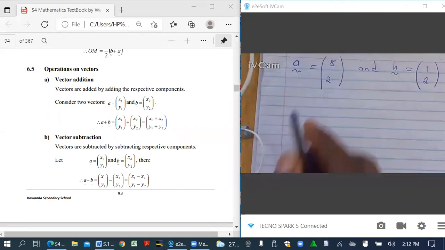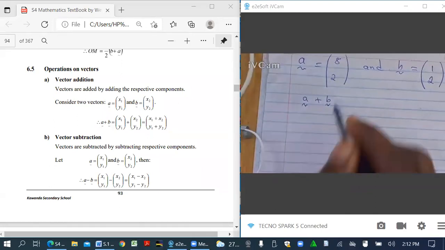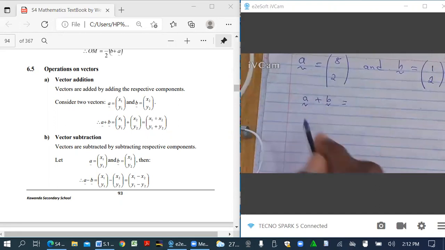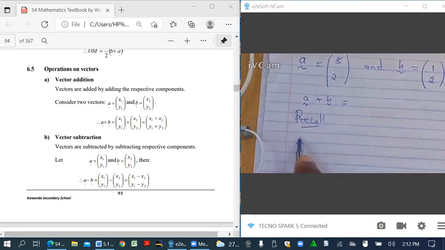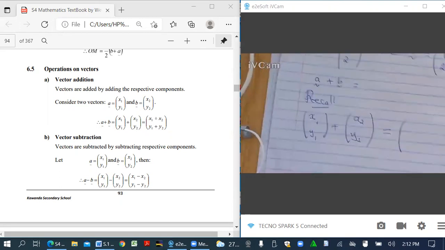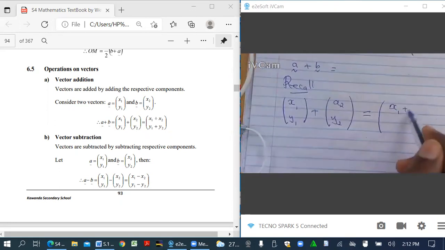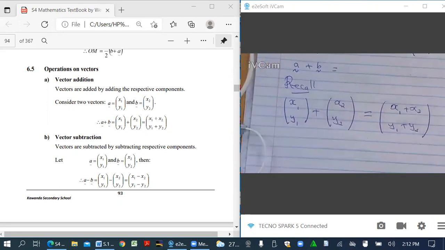B was given as 1 and 2. Now they want us to operate A plus B. Just recall very fast. We say that if I have X1, Y1 plus X2, Y2, when you add vectors, you add the corresponding values, X to X, Y to Y, which will give us X1 plus X2, Y1 plus Y2. Are you together?